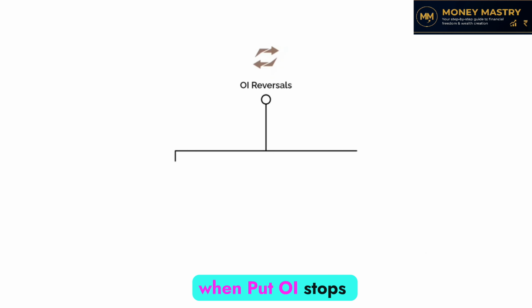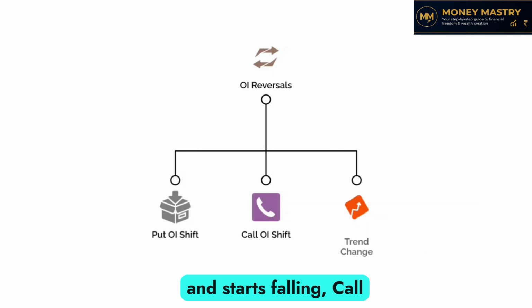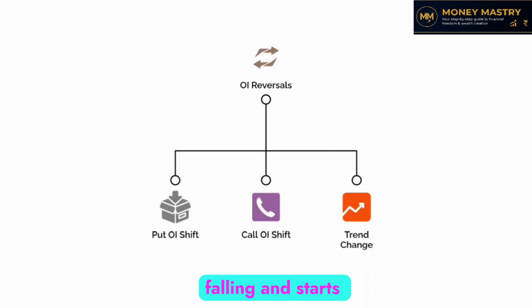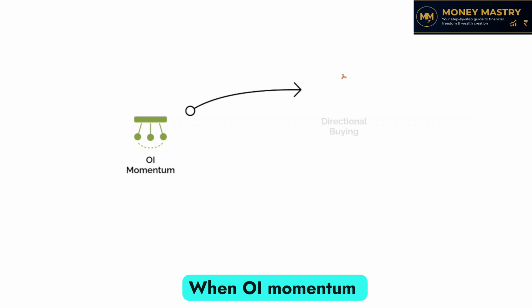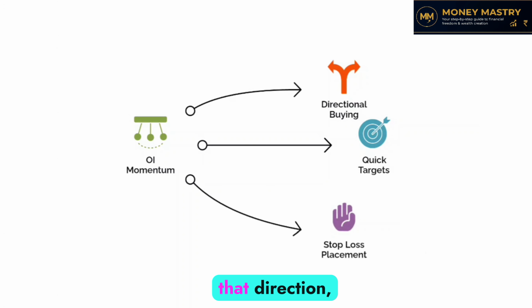OI reversals happen when put OI stops rising and starts falling. Call OI stops falling and starts rising, signaling a trend change. When OI momentum flows one way, buy that direction, target quick moves, and place stops below the opposite OI wall.